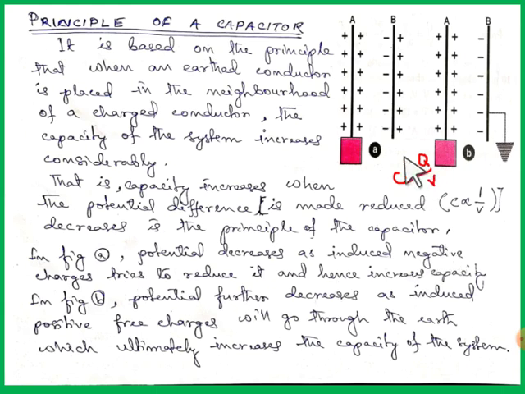So in figure A, potential decreases as induced negative charges try to reduce it, and hence capacity increases. That means due to this negative charge, potential decreases. And if there is no positive charge on this side, then there would have been even more increase in its capacitance.